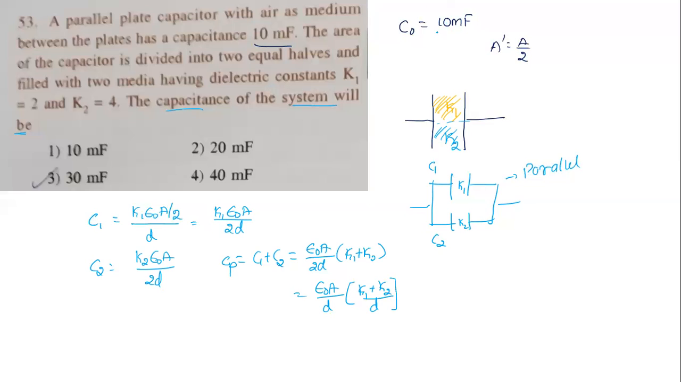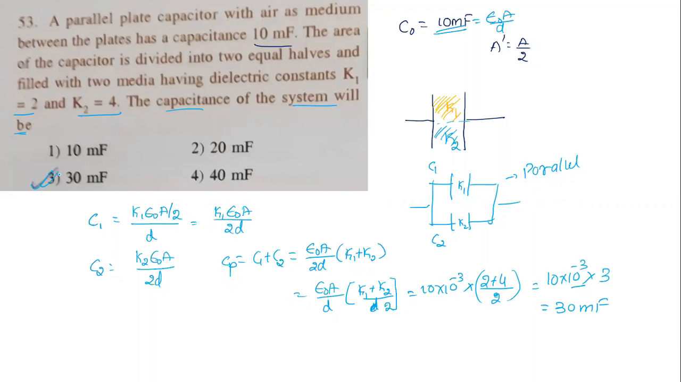Initially, when air is the dielectric, it is epsilon naught A by D, which is 10 millifarad. So it is 10 into 10 power minus 3, into K1 value 2 plus K2 value 4, by 2. The distance between them is not required. Simplifying, 2 plus 4 is 6, 6 by 2 is 3, so it will become 30 millifarad, because 10 power minus 3 means milli.